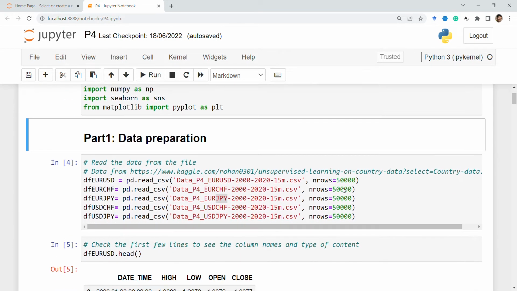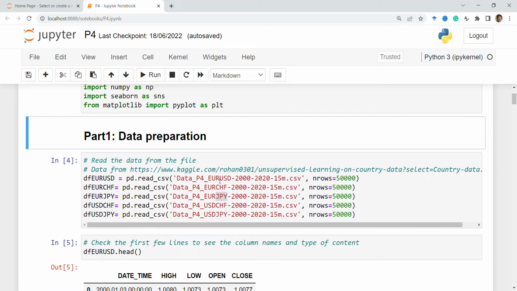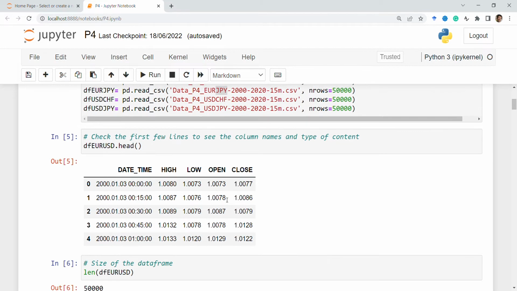So for instance, we have taken these pairs: euro dollar, euro Swiss franc, euro Japanese yen, USD Swiss franc, and USD Japanese yen. And for each one, this is data from 2000.